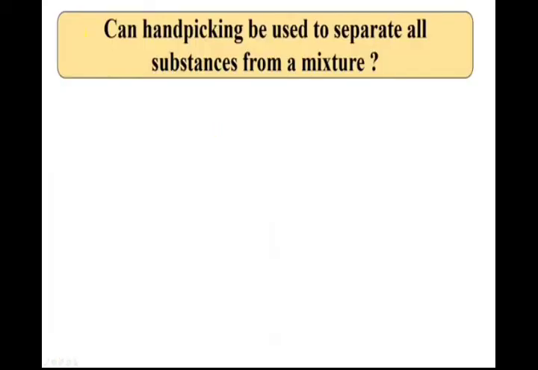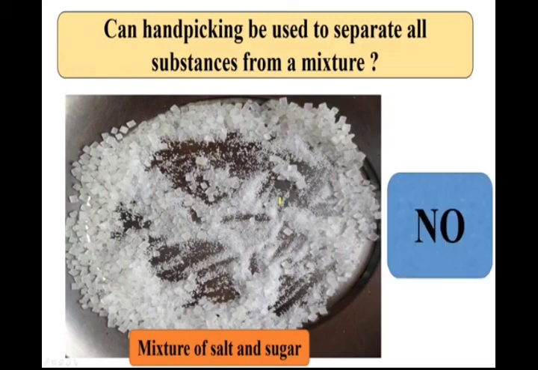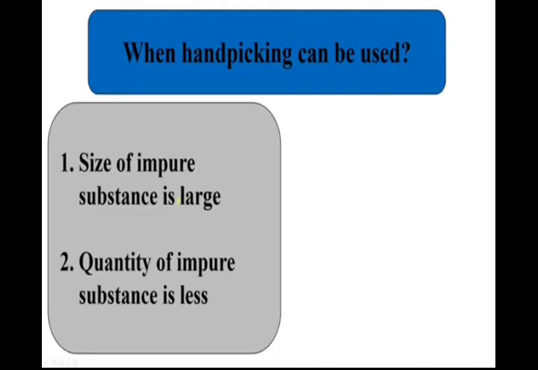Can hand picking be used to separate all substances from a mixture? Is it possible to use hand picking for all substances, like a mixture of salt and sugar? Is it possible to separate salt and sugar by using your hand? No. We have other methods also. Right? Yes, we are not supposed to separate those two components by hand. Okay. So children, my question: where is hand picking possible? And here which methods are applicable? Not only hand picking, there are many methods.